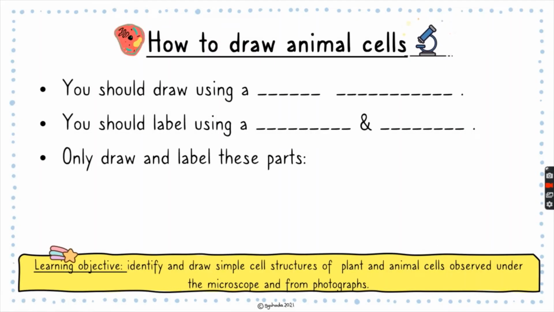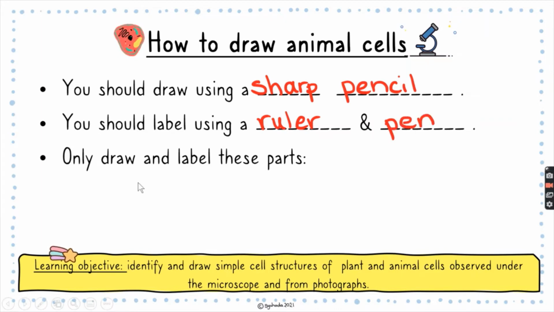Alright, so when we were actually practicing how to draw the cells, I hope you guys remember that when you draw animal cells or even plant cells, you should draw using a sharp pencil, and you also have to label using a ruler and a pen. So when you're labeling, that means that you have to use a ruler and a pen so it is a very straight line, but however, drawing the cell itself and the parts, you use a sharp pencil.